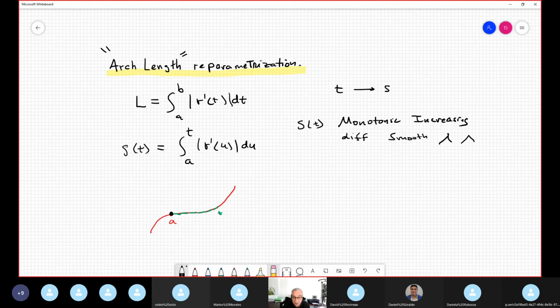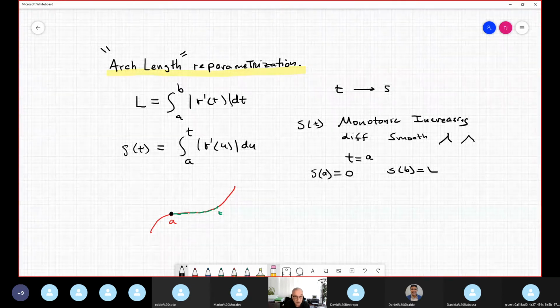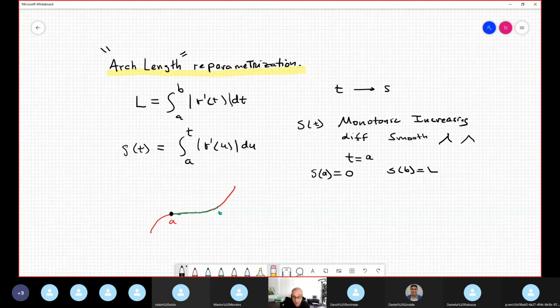I suppose that, for example, at t equal a, which is the original point, the function s is 0 because the limit is the same, A. So basically, the meaning of this is we don't travel, we stay at the point A. However, when you put the point B, it's L. And L is the distance. So basically, it's the same formula for the length, no? Okay, now, what is the idea?